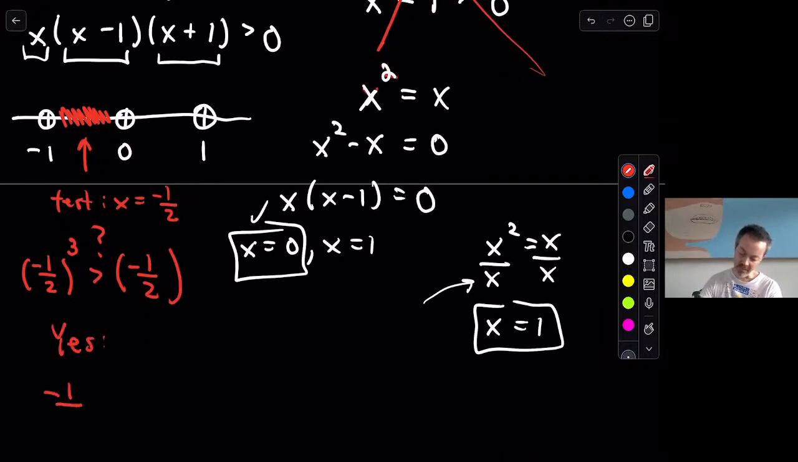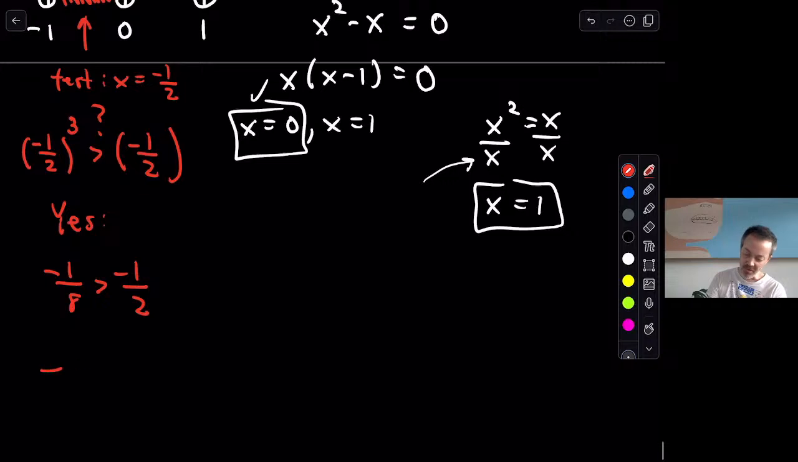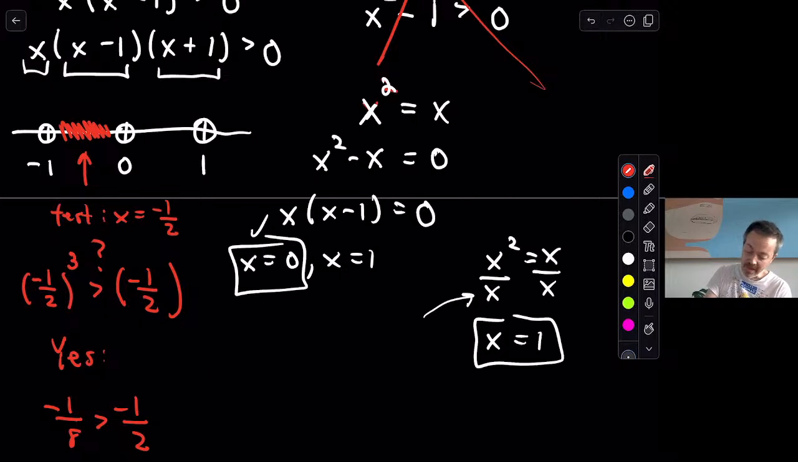Because we would have negative 1/8 on the left, and that is greater than negative 1/2. So, be careful. Think about a number line. Negative 1/2's over here, here's 0. Negative 1/8 would be over there. So negative 1/8 is bigger. So if I go to write my solution, I know that negative 1 to 0 is going to be at least part of the solution.